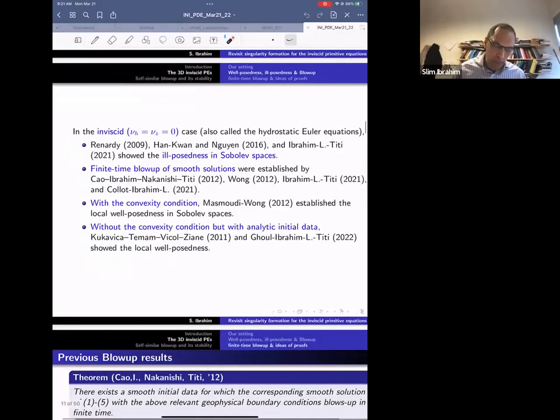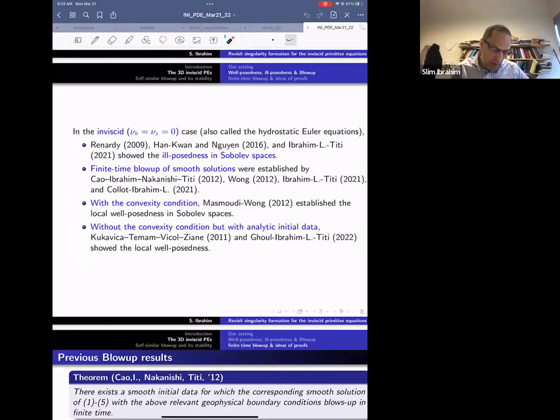Now, in terms of well-posedness, as I mentioned, by the result of Paicu and Zhang, the most suitable space to study well-posedness is not Sobolev for sure. It would be the space of analytic functions. This has been shown by Kukavica, Temam, Vicol, and Ziane in 2011 in a very nice paper. And that has been generalized by myself, Lin, and Titi when we add the rotation. In addition, we studied the effect of the rotation on the lifespan.